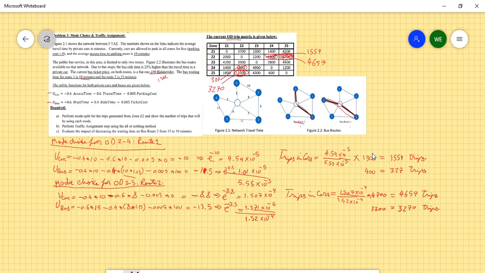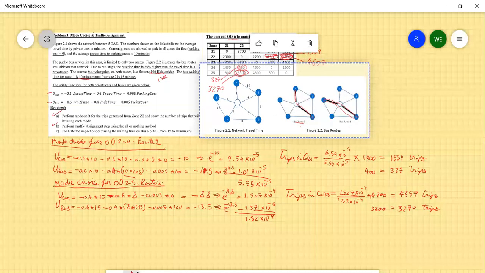So what do we need to do? Let's do step B. We are done with step A. Let's go to step B: perform the traffic assignment step using the all or nothing method. What do we mean by the all or nothing method? We mean that we select the shortest path between each origin and destination and start assigning the traffic volume.